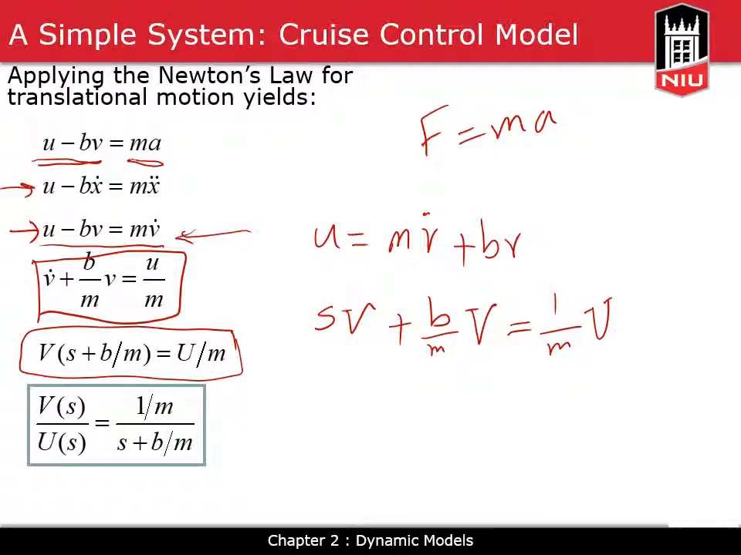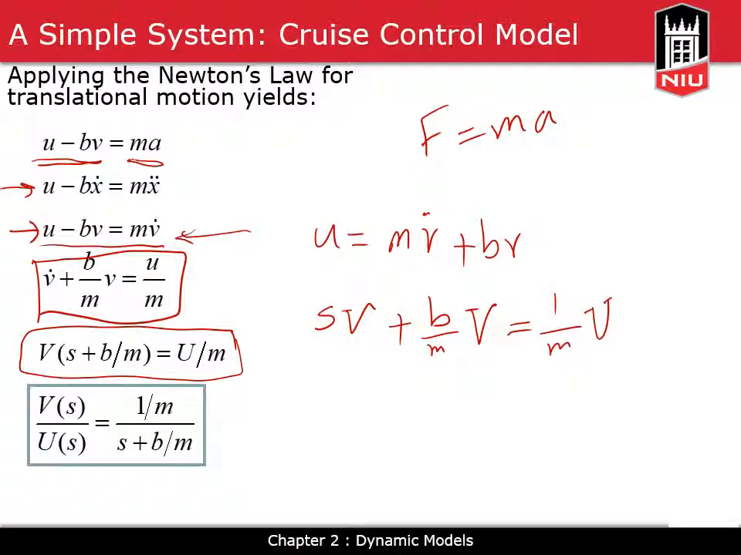And in this equation, I have V on one side, U on the other side, output on one side, input on the other side. So if I'm interested to find the transfer function, I need to only find the output over input in the s domain. That is what the transfer function is. Output is V, input is U in this example. So the transfer function is V of s over U of s.